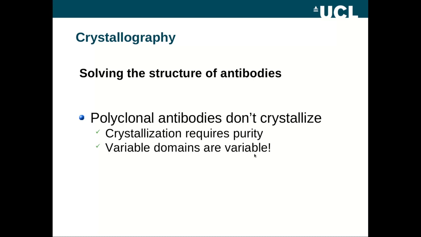Now, if we try to do crystallography to look at the structure of antibodies, we can't look at polyclonal antibodies. They don't crystallize. Crystallization requires purity, and with polyclonal antibodies we have lots and lots of different antibodies, and therefore by definition it isn't pure. There's a region of the antibody which we'll come back to in a moment called the variable domain, and that's where these antibodies differ from one another when you get antibodies that bind to different things. So these are variable in a polyclonal set of antibodies.